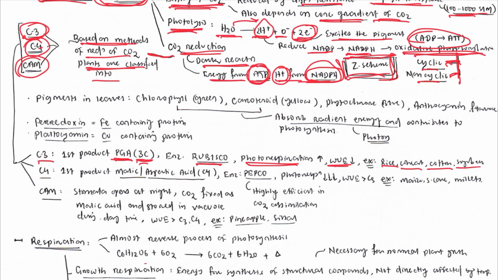Now coming to C4 plants. Here the first stable product is either malic acid, aspartic acid or oxaloacetic acid, and these are 4 carbon compounds. That's why the name C4 is given. The enzyme here is PEP carboxylase, phosphoenolpyruvate carboxylase, and it is very highly efficient in carbon dioxide assimilation.